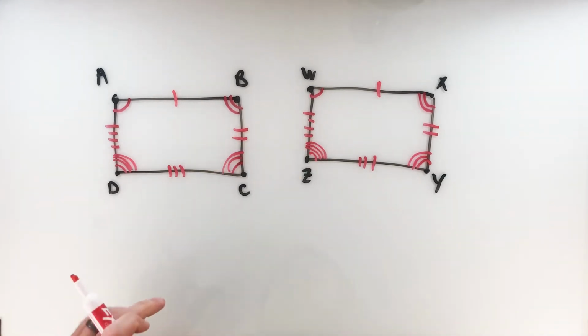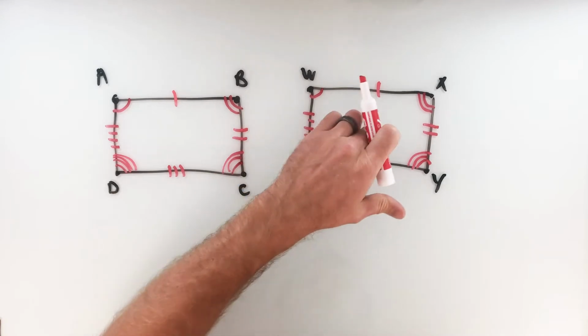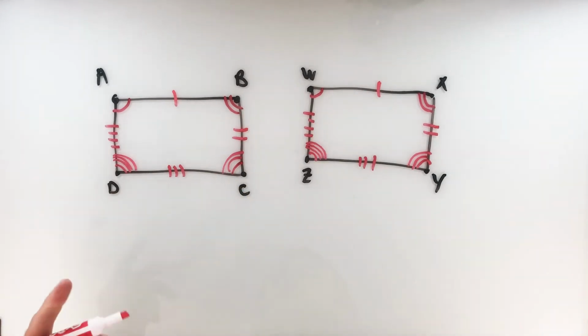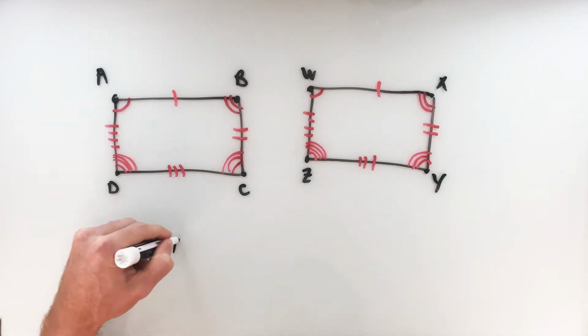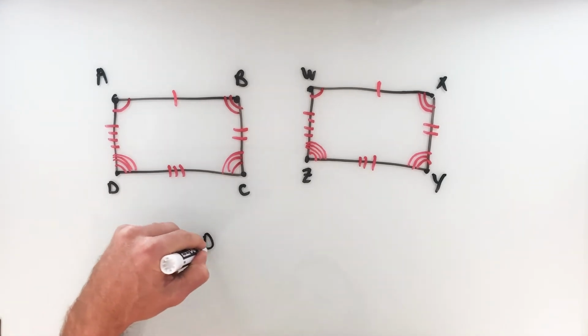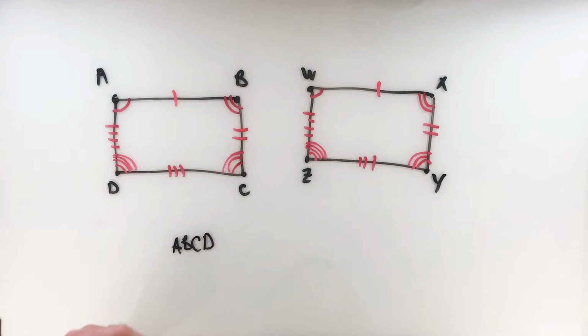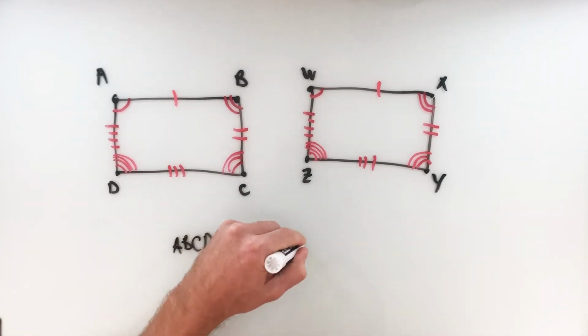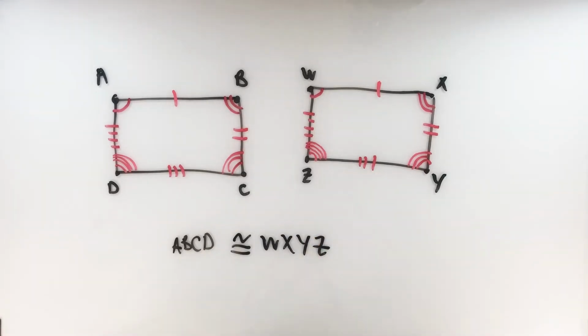So with this information, I now know that all four sides, all four angles are congruent to one another. Thus, I can make the conclusion that figure ABCD is congruent to figure WXYZ. So a common question that you might be asked is to consider or determine whether or not two figures are congruent, and then justify why you think that that's true.